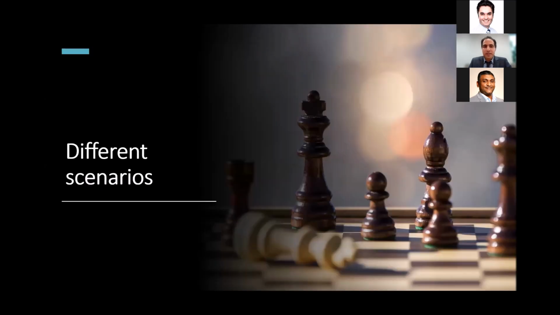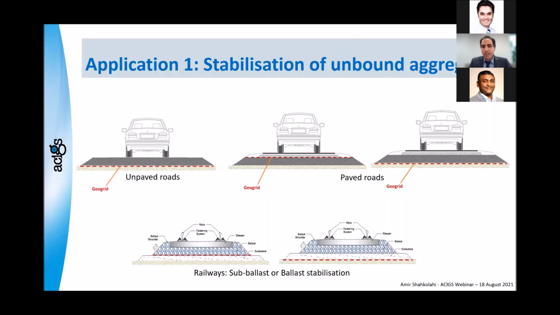Now, let's finish the presentation with some different scenarios, I can call them some examples of what we see and how we should put all this together. Application one, for example, a stabilization of unbound aggregate. It means we put geogrid. It can be unpaved road or paved road on top of the subgrade or within the granular layer, or it can be railway under the ballast or sub-ballast.